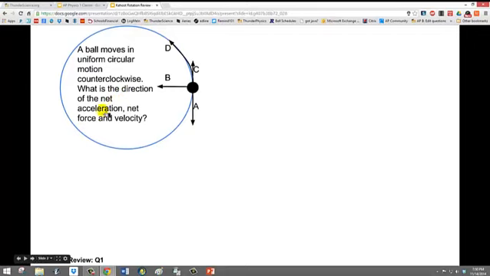As we know, the net acceleration and net force are what we call the centripetal force and the centripetal acceleration. Those will both follow path B, inward. But the velocity, if the object's moving counterclockwise, is going to follow path C.